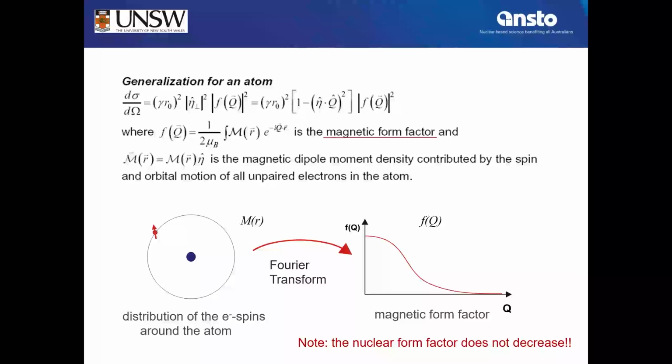Nuclear scattering, crystallographic structures, the Bragg intensity does not drop over Q. Reason is that the nucleus is so much smaller, factor 10,000 smaller, and Fourier transform of that would give a constant intensity. So magnetic form factor drops as function of Q, nuclear form factor does not decrease.